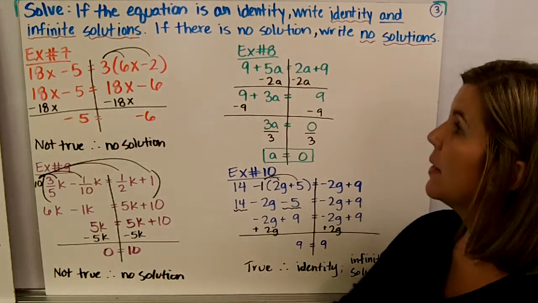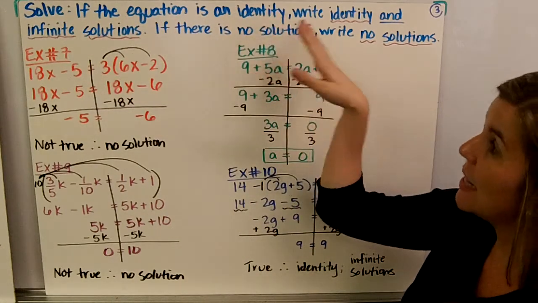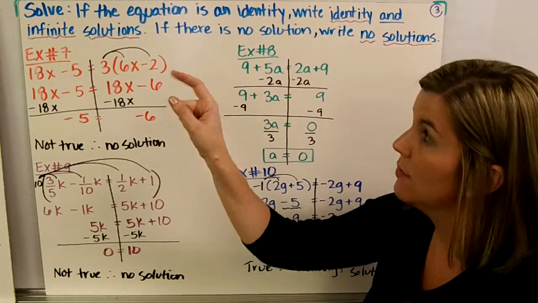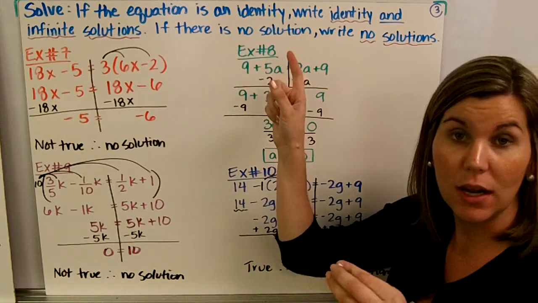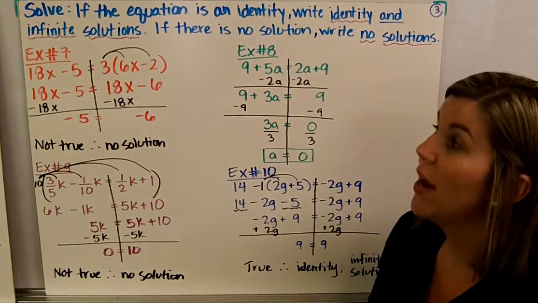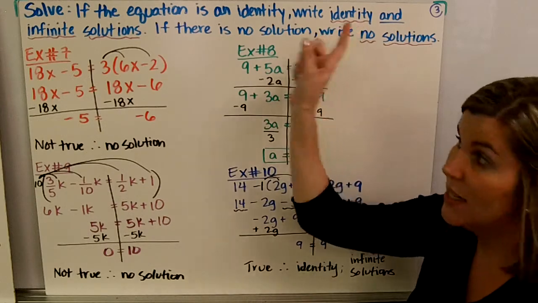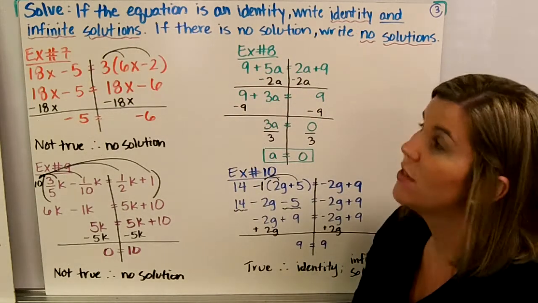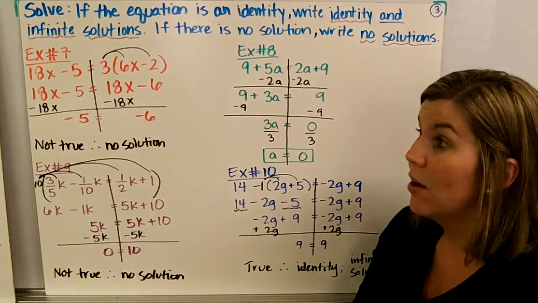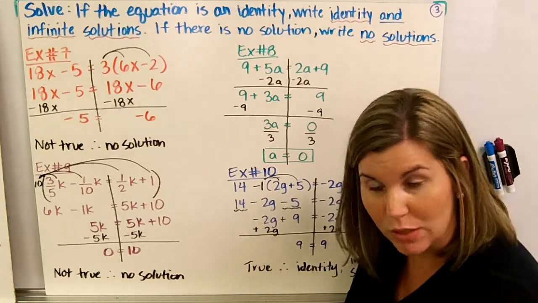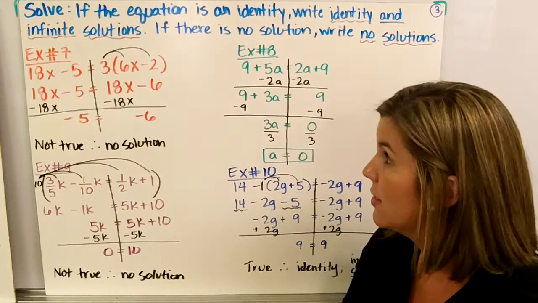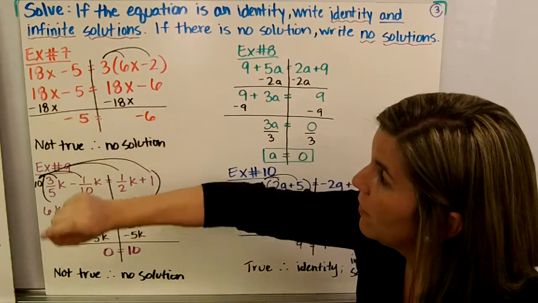All right, 4 more examples. Solve. If the equation is an identity, write identity, and write infinite solutions. So if it comes out to be 2x equals 2x, or something on the left is equal to something on the right, then we're going to write that it is an identity and that there are an infinite number of solutions. If there's no solution, we're just going to write no solution. Now, if it's not infinite and there's not no solution, which means there is a solution, we'll state what the solution is.